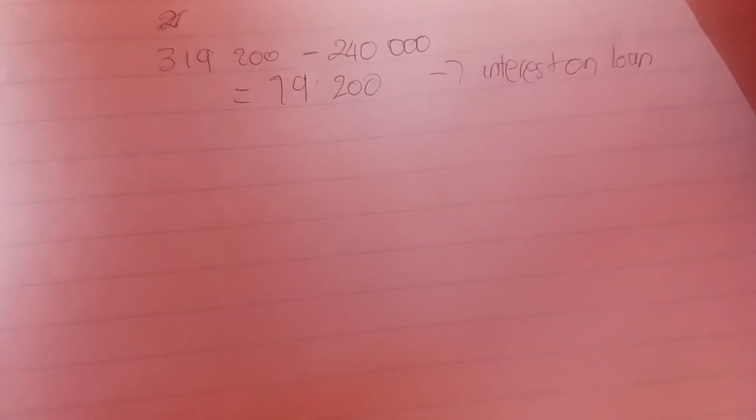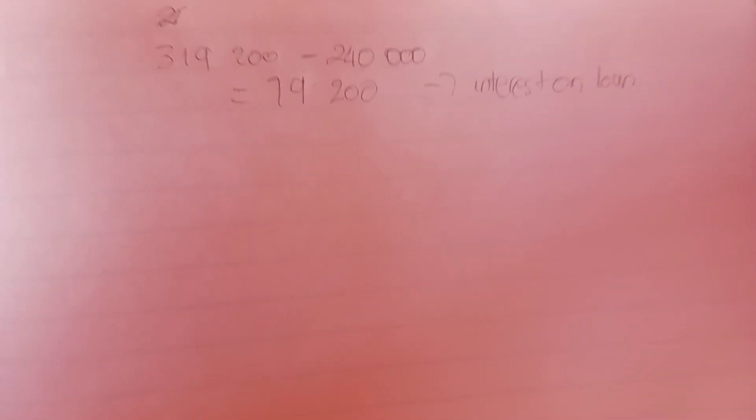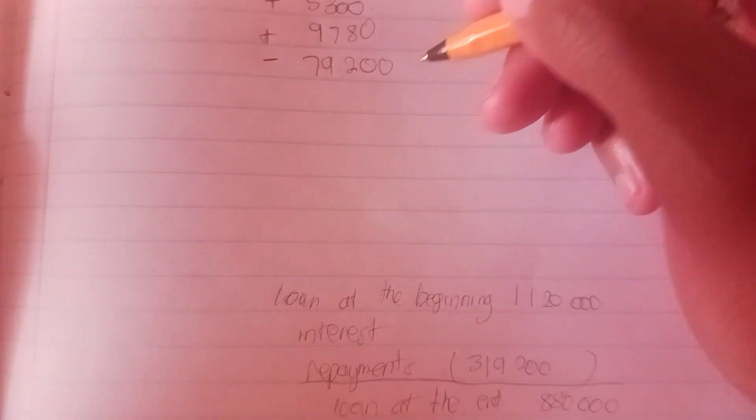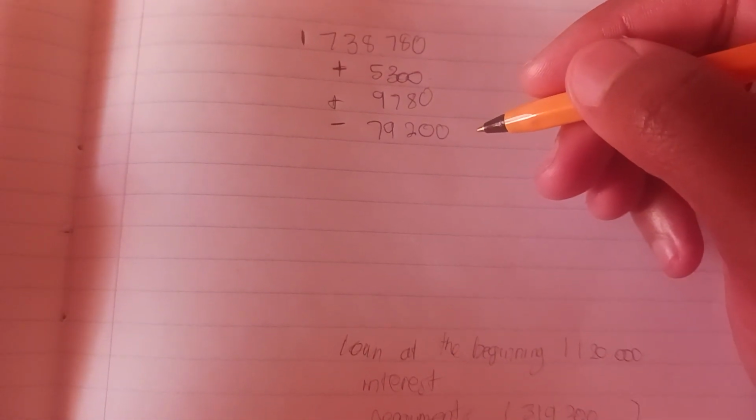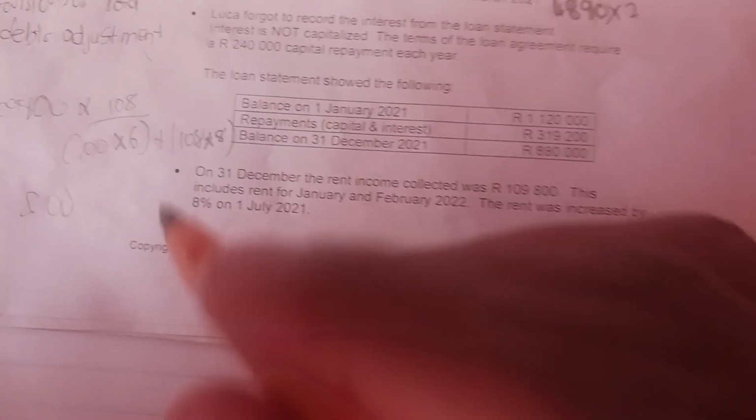Now, it doesn't fall under that category. So what do you normally do with an interest expense? Treat it as normal. Subtract 79,200. Hopefully you guys understand, right? And then let's look at the next bullet.